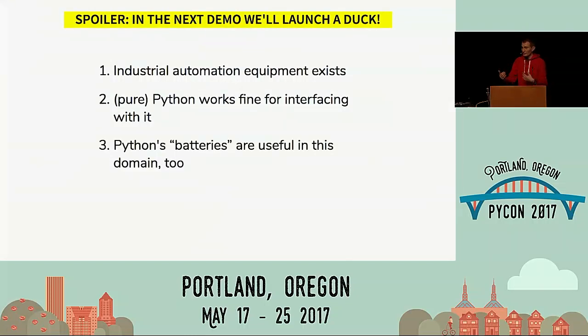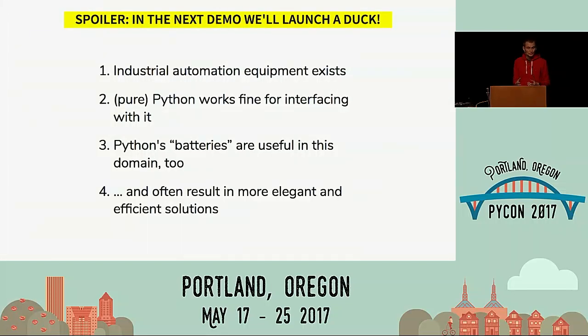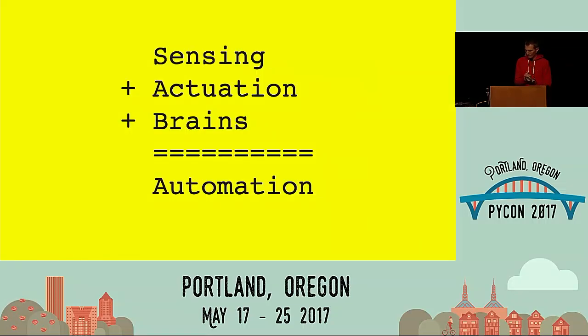In fact, Python's batteries are really useful for industrial automation, even though they were probably not written with industrial automation in mind. And I would actually argue that the results we can achieve with these tools are often more elegant and efficient than what's documented or recommended by the vendors. Because it turns out for this barcode scanner, that's more than 20 lines of code that we just wrote. Cool. So we've got sensing covered.